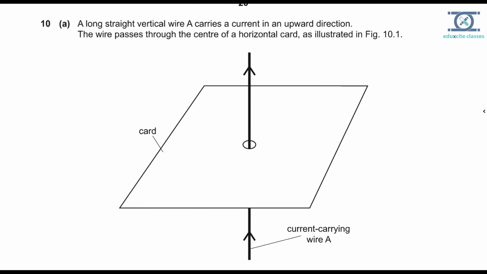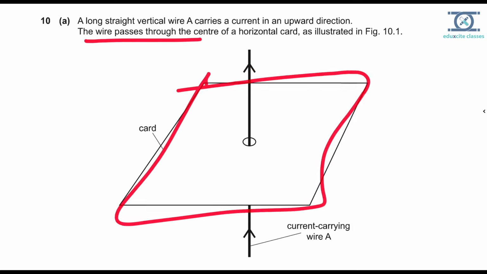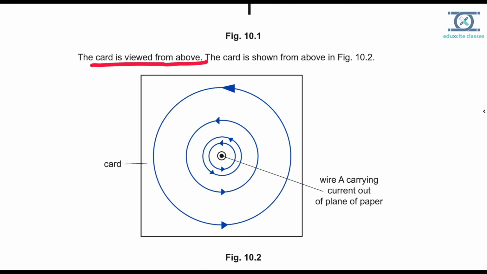Now question number 10. A long straight wire A has a current moving in the upward direction. The wire passes through the center of a horizontal card. The card is viewed from above. The card is shown like this. The current is coming out of the screen, or if you draw it on your paper or you have a question paper, it is coming out of the plane of the paper.